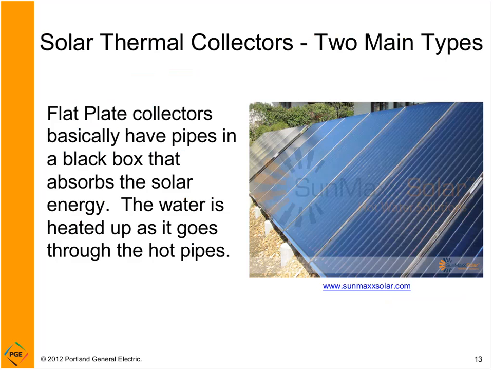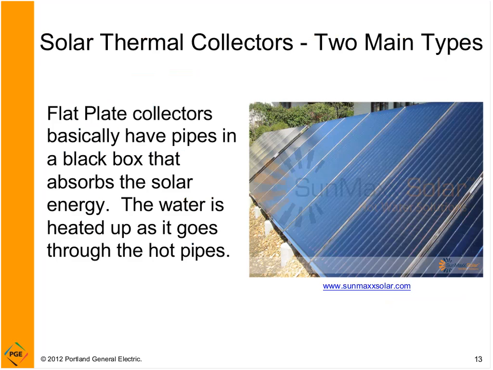Okay, there are two main types of solar collectors. The first one I'm going to talk about is what we call flat plate collectors. These are pretty easy to understand. They're basically a box that has pipes in the back of it that are painted black.